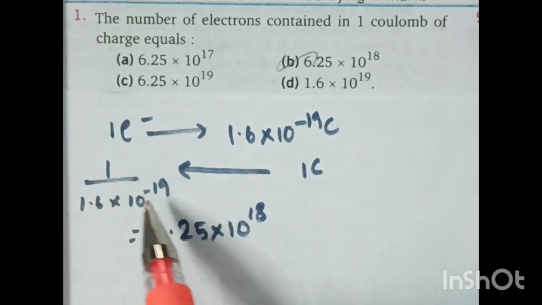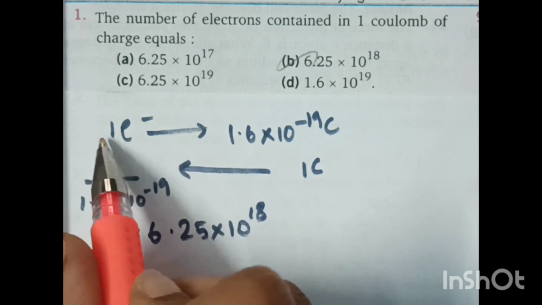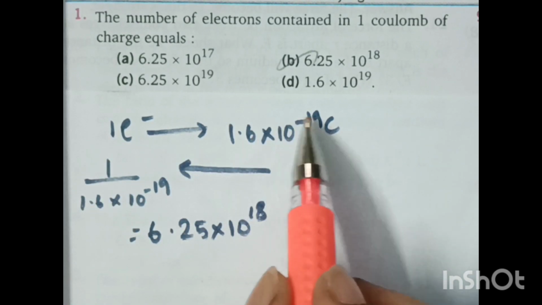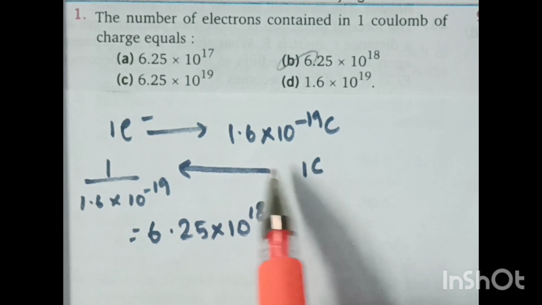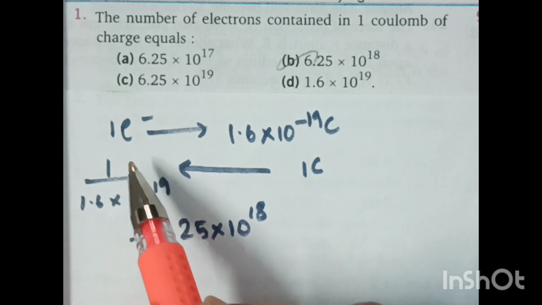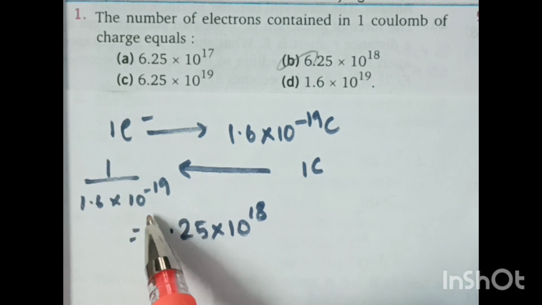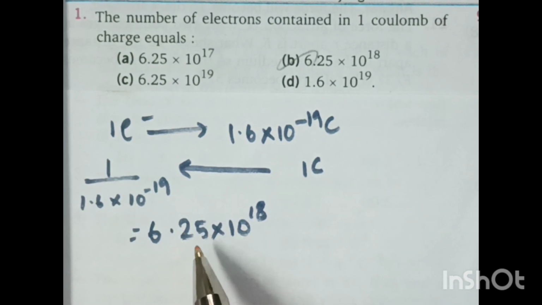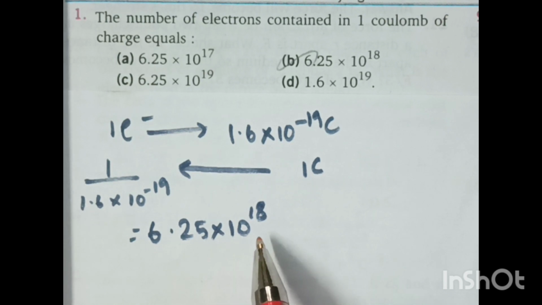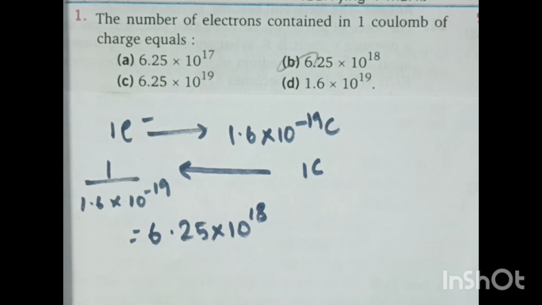So if we see, for 1 electron the charge is 1.6 into 10 power minus 19 coulomb. So for 1 coulomb, how many electrons will be there? That is 1 by 1.6 into 10 power minus 19, and its answer is 6.25 into 10 power 18 electrons. So option B is the answer.